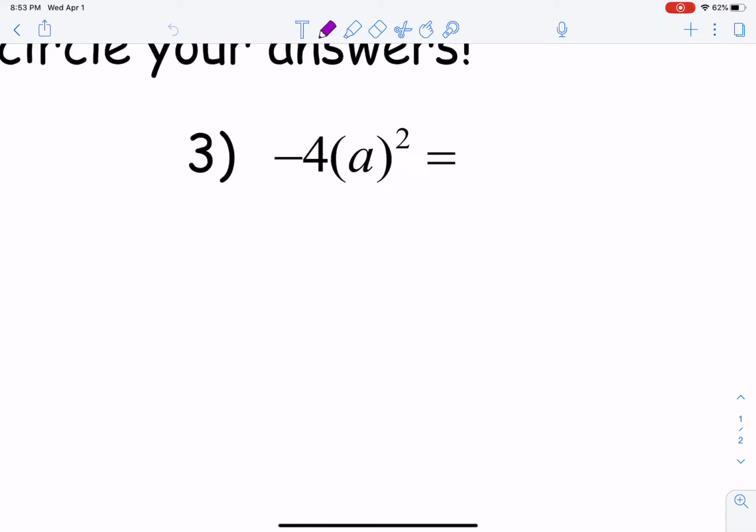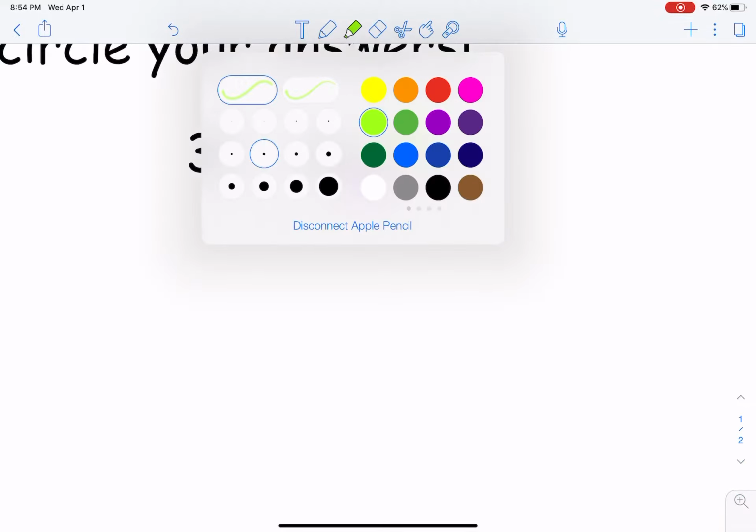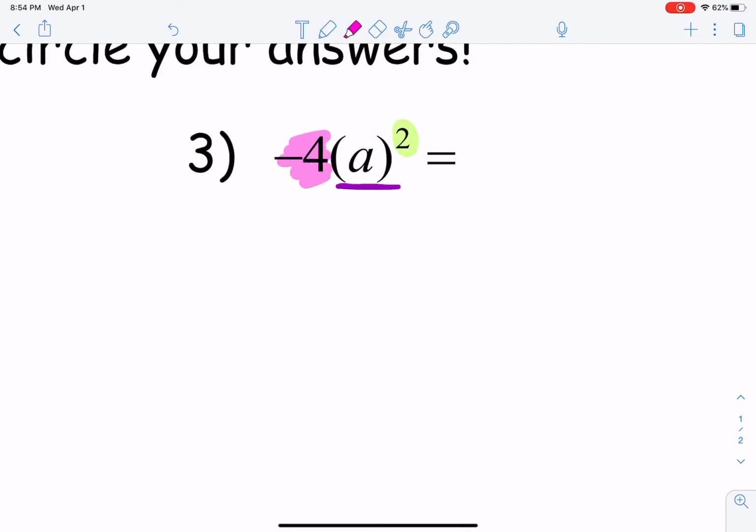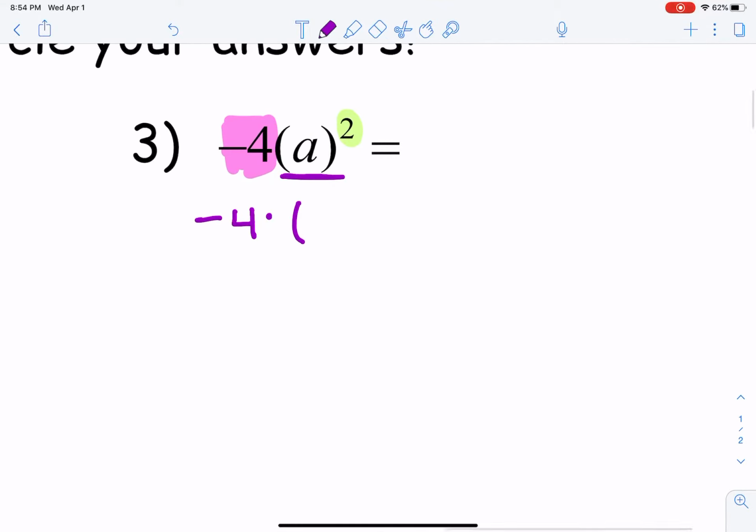If we look at this exponent 2, notice how it's attached to the parentheses. When I'm talking about attached, I'm saying it's right above the parentheses. So I know that the only thing that's going to get expanded is everything inside the parentheses. This -4 up in the front is not affected by that power of 2. So let's go ahead and expand it. This would look like -4 times, and this is where my exponent comes into play, a times a. And remember, I can drop the parentheses because the parentheses mean the same thing as multiplication.